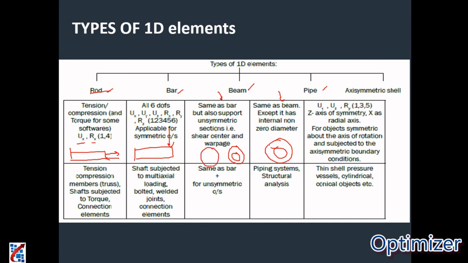So in this video we have seen when to use a 1D element and what the different types of 1D elements are, and from the next video we are going to apply different types of elements to real time applications.